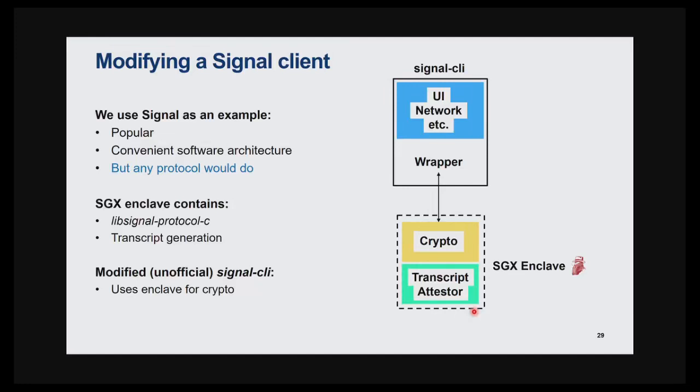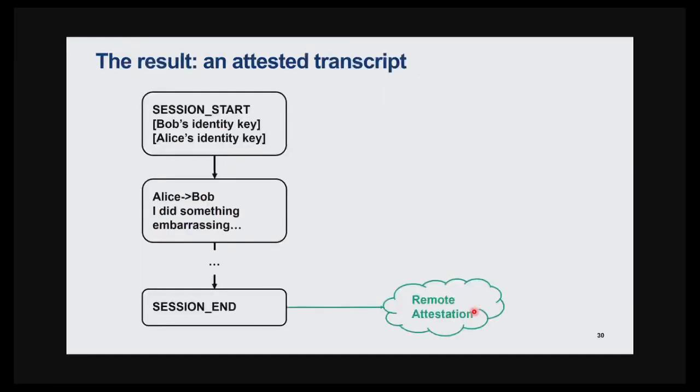We now connect this to the modified Signal CLI client so that instead of using its own cryptographic state machine, it makes this external call and talks to an SGX enclave. And the result is this attested transcript. It says the kind of things that you would expect in a transcript. It says, what's the identity key of the participants? What did they say? And then when you get to the end of the transcript, there's this remote attestation.